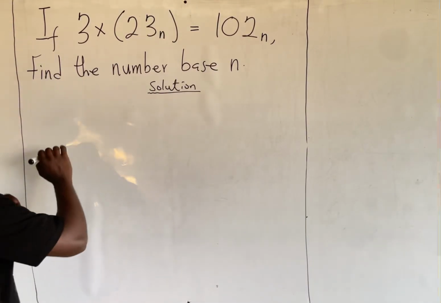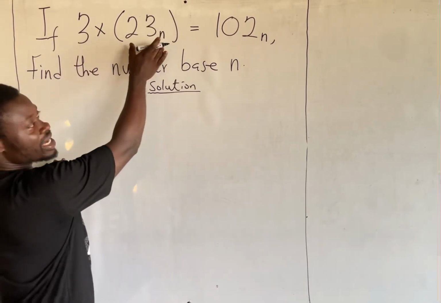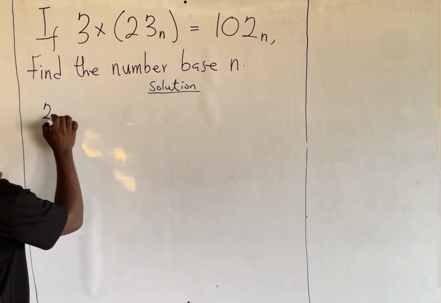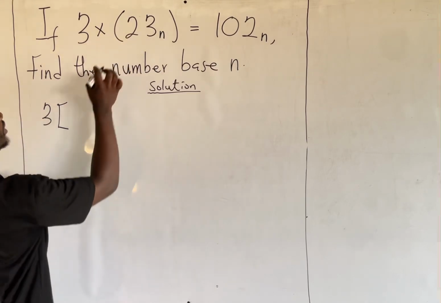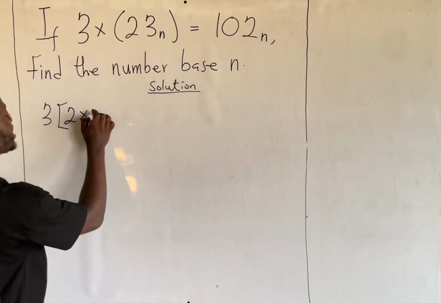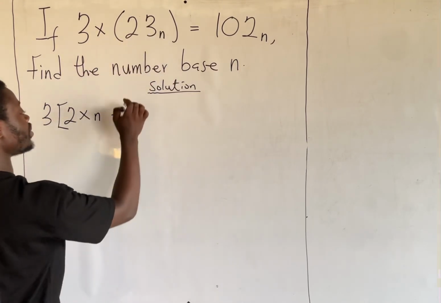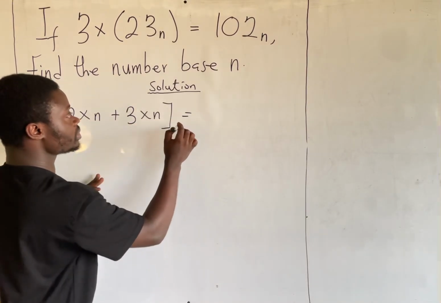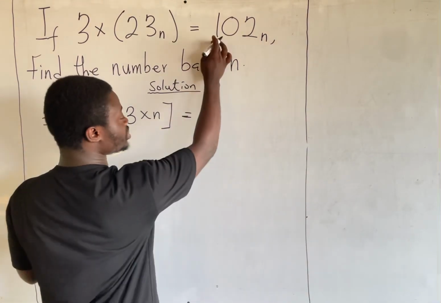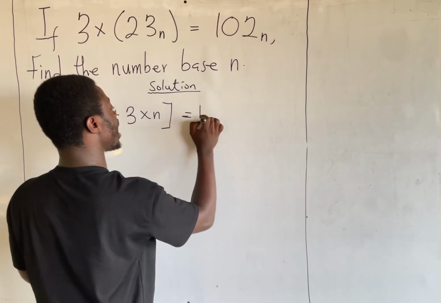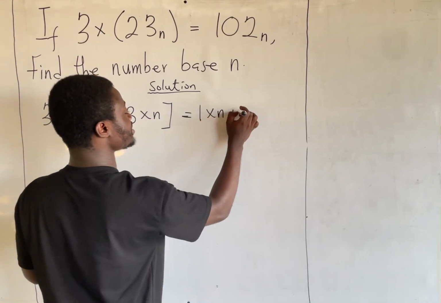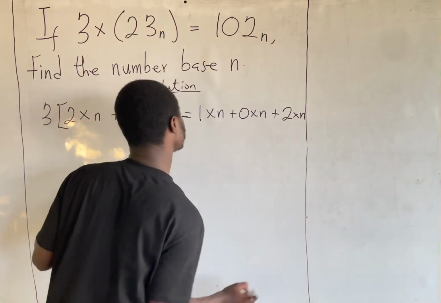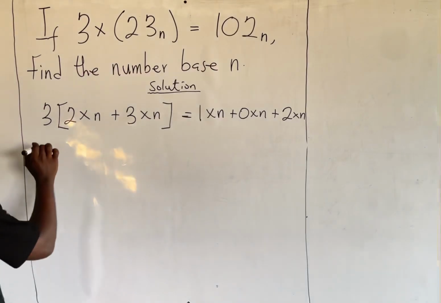Okay, so they are in base n, so let's change them to base 10. So this will give us 3 times, we have here, these two will multiply the base, which is n, plus the 3 here will also multiply the base, which is n, to be equal to, so here, each one of the numbers here will multiply the base. So here 1 will multiply the base, plus 0 will multiply the base, plus 2 will also multiply the base. Now let's continue. So this will give us 3.